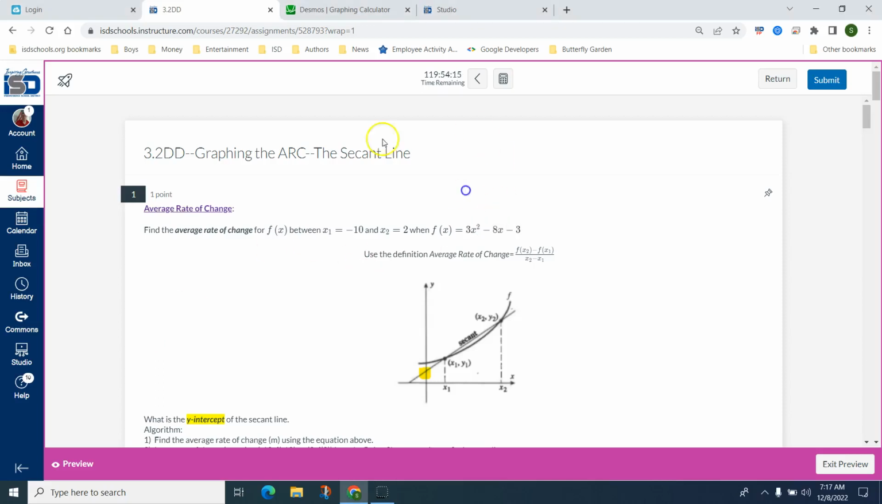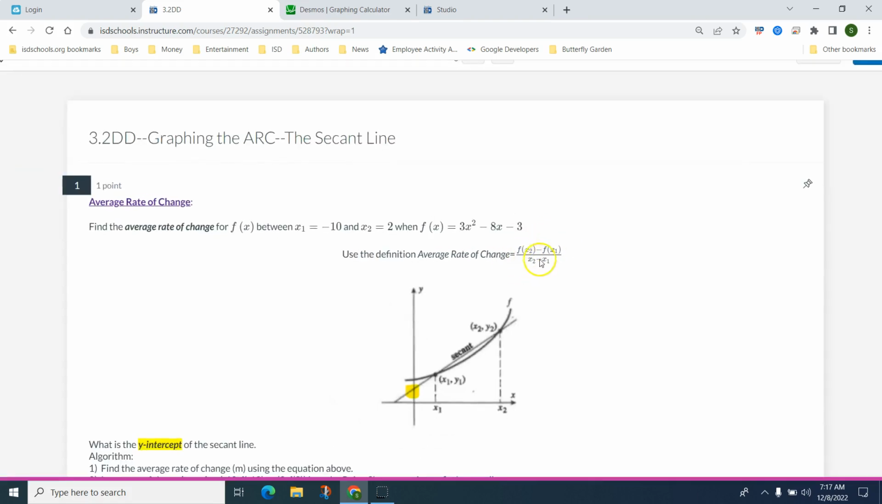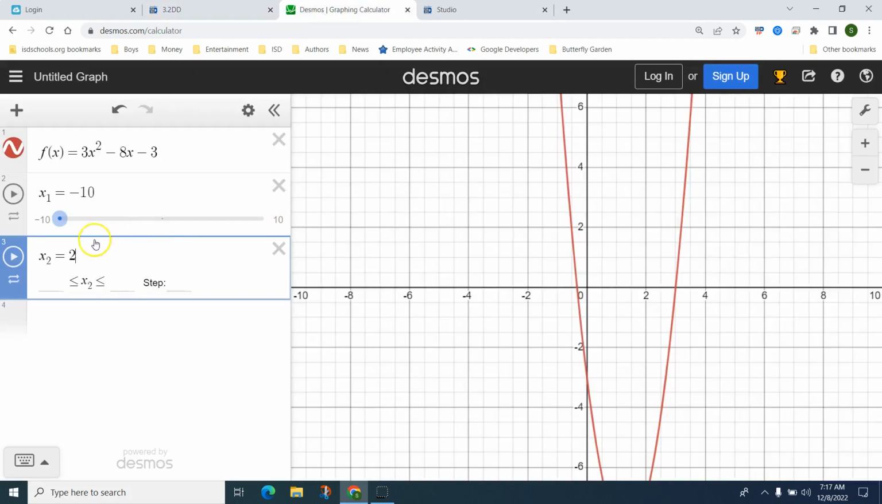The secant line, as the thing says. In order to use this to graph the secant line, we need to use the average rate of change. All right, so this is going to be our slope. Remember what I said, our slope m is y2 minus y1 over x2 minus x1. f is a fancy way of saying y, so this is just the slope right here. All right, so in order to do that, let's take this over, and here it is right here.